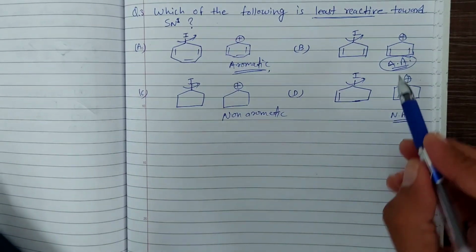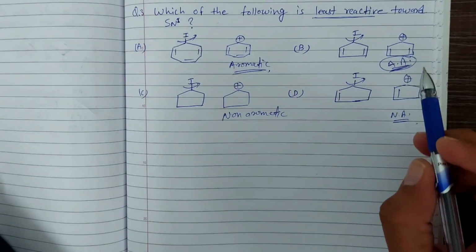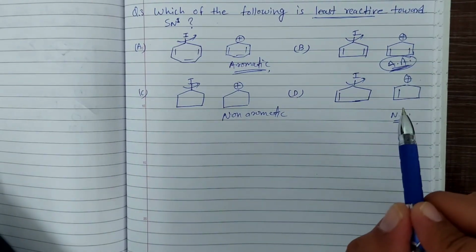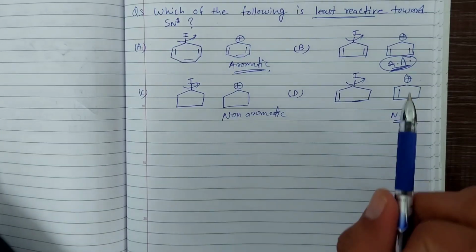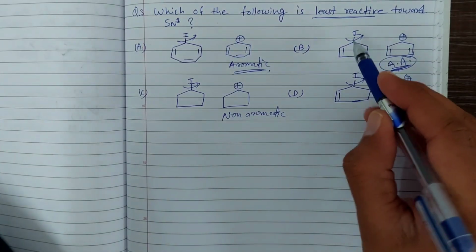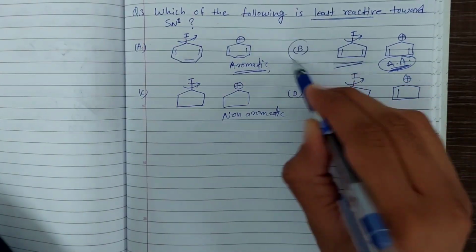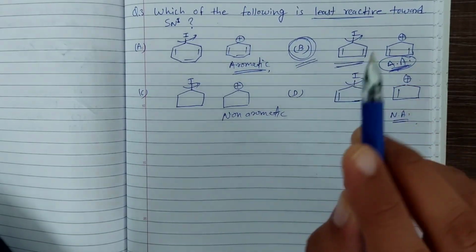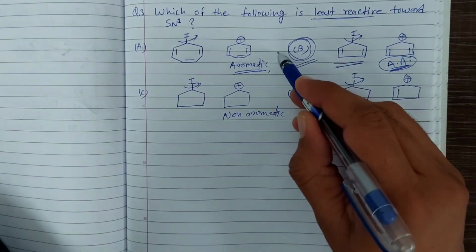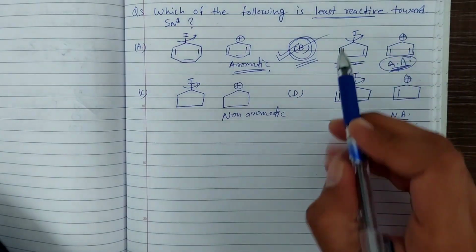We know that anti-aromatic carbocations are very less stable. That's why this option B will be least reactive towards SN1 reaction. Option B will be the correct answer.